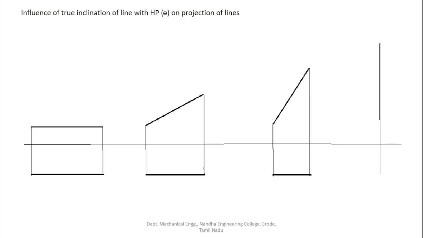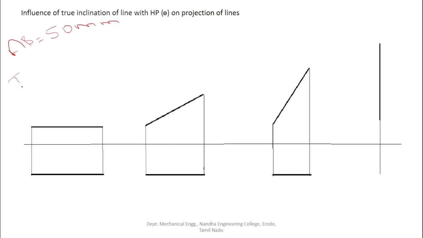For this, we first have to understand the effect of the true inclination of the line with the HP and the true inclination of the line with the VP on its projections. So in this slide, I am going to explain the effect of the true inclination of the line with the HP. I have taken 4 examples here. This is the same line, the line AB of length say 50 mm.